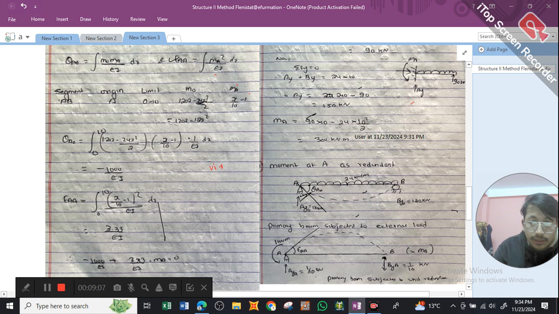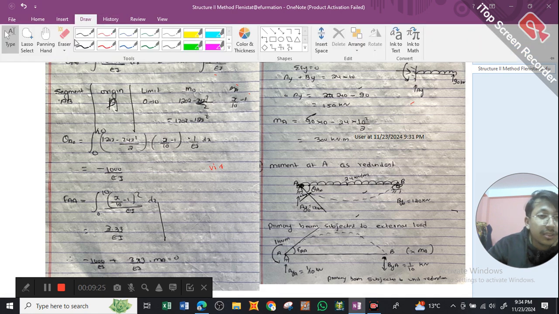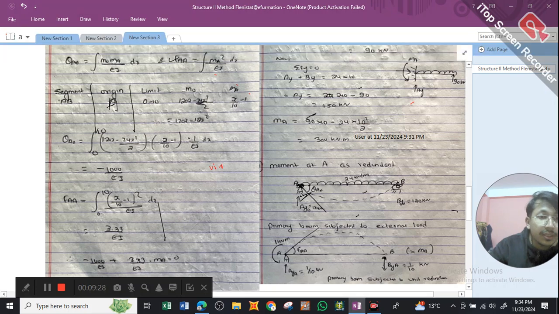We can take origin at either A or B. Currently we are taking origin at A. You can take origin at B; in our previous example, we had taken origin at B. So our limit of x values varies from 0 to 10.